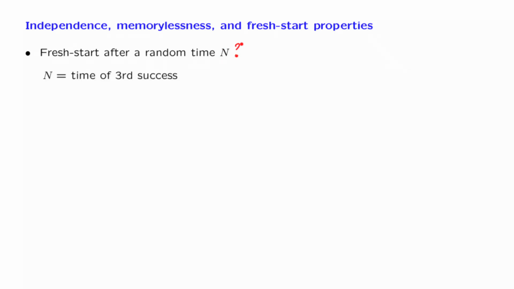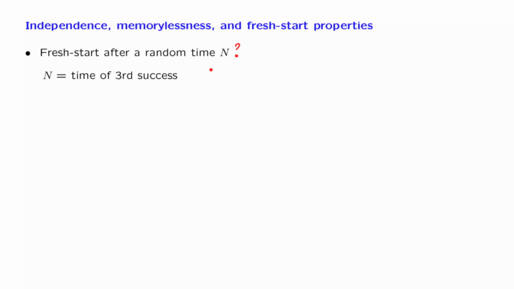Having just argued that the process starts fresh at the time t1 of the first success, we can now ask whether such a property is also true more generally. That is, if we start watching the process at some random time n, will the process start fresh at that time? Let us look at some additional examples.